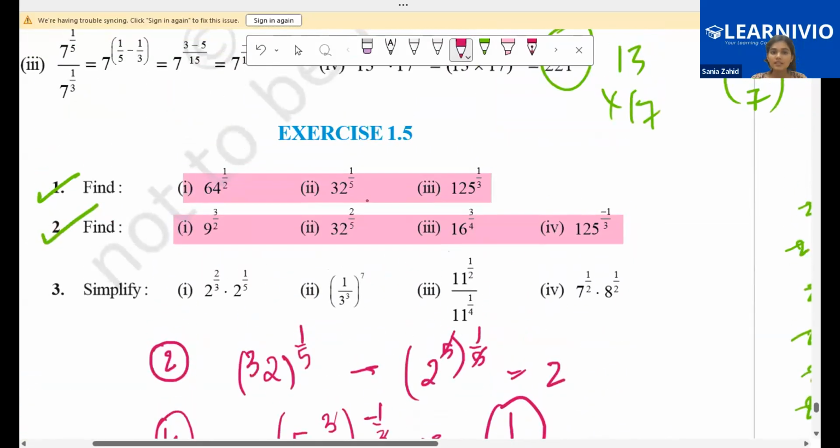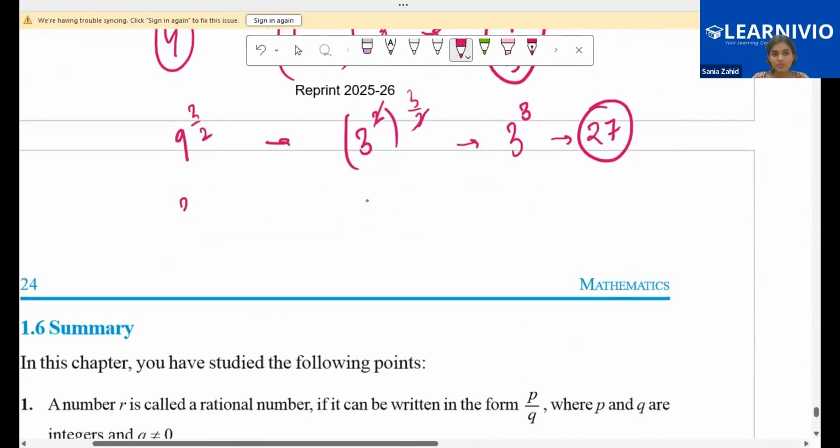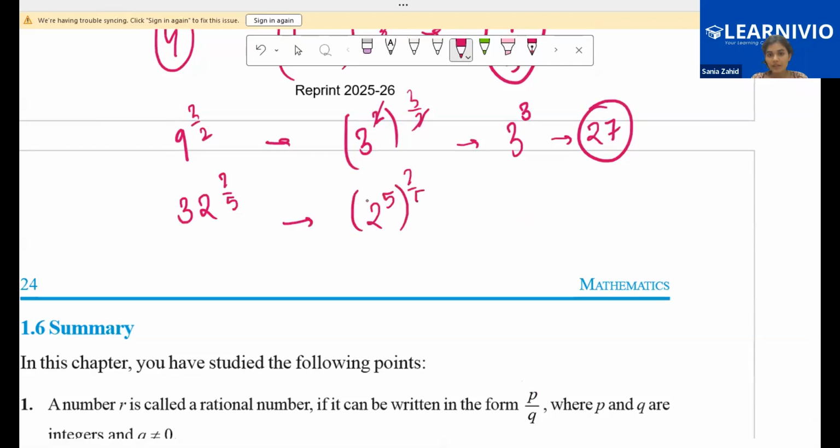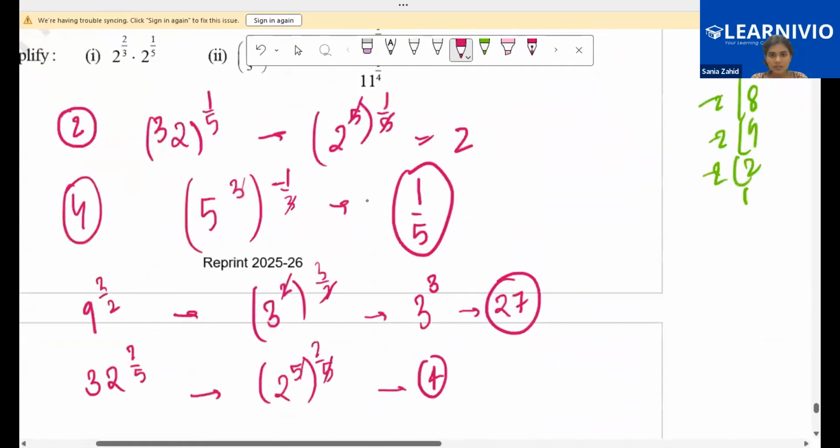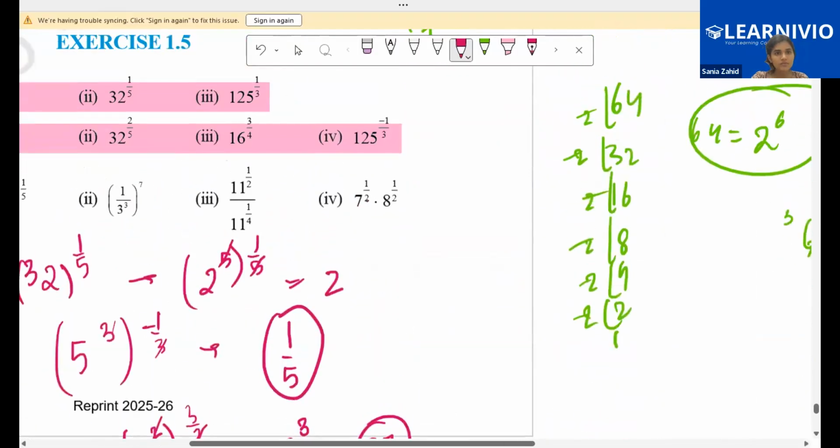Okay, good. Next is 32 raised to the power 2 by 5. Can I write 32 as 2 to the power 5? And then I have 2 by 5. I'll cancel all of this. My answer is 4. We did this one, right? Yes, ma'am.